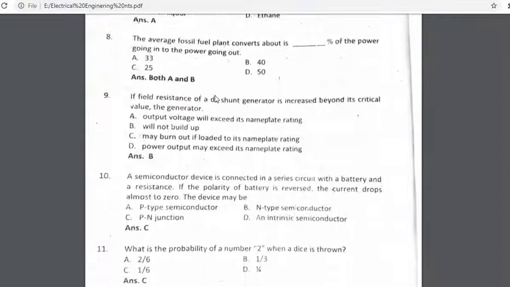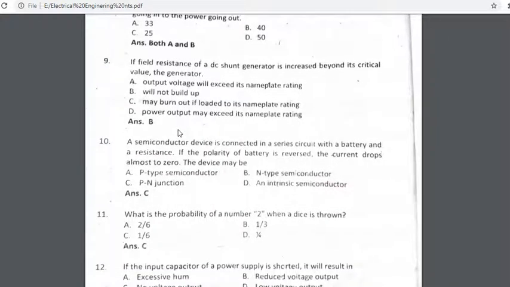If the field resistance of a DC shunt generator is increased beyond its critical value, what happens? The generator will not build up. It will not build up. So you cannot increase the DC shunt generator field resistance beyond its critical value.